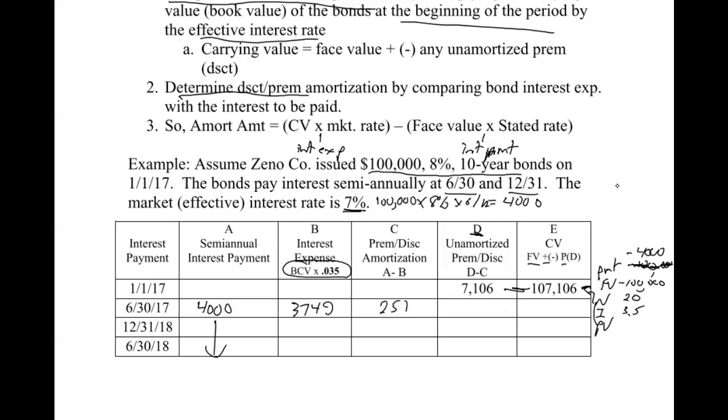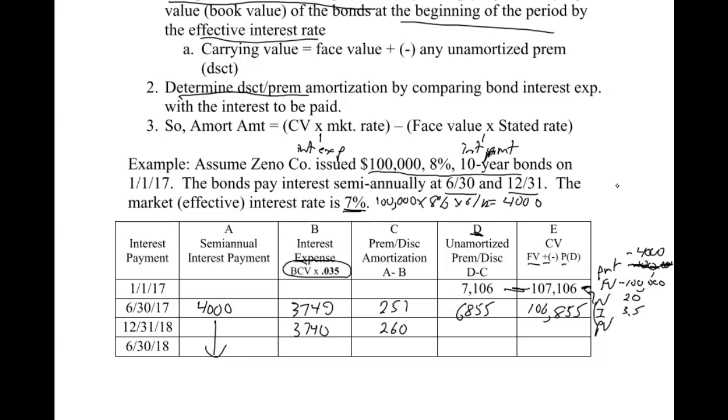My unamortized premium is now 6,855, which makes this 106,855. Now we're going to take the 106,855 times the 3.5%. That gives me 3,740, which makes this 260. That's going to be my next journal entry.